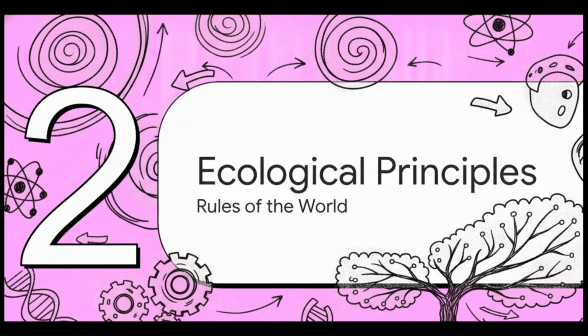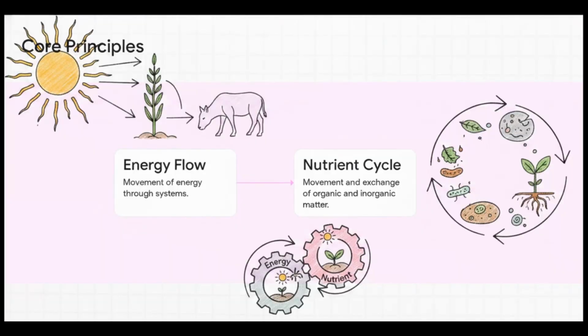Moving right along to Section 2, the core ecological principles. Now, what's really interesting is when we shift our focus from those physical structures we just defined over to the invisible rules that actually run the world. Think of these principles as the active, mechanical steps of a great planetary engine. Step 1 is energy flow, simply the movement of energy through systems. This basically starts with the sun and cascades down through plants to animals.